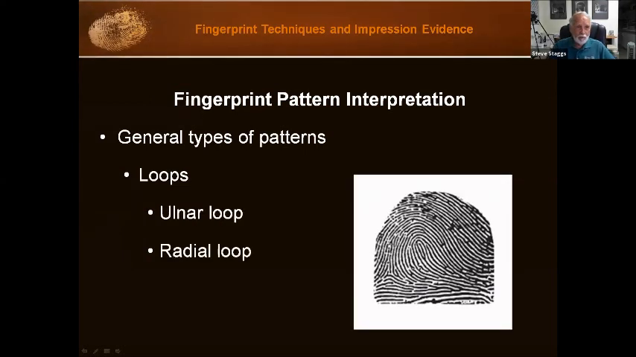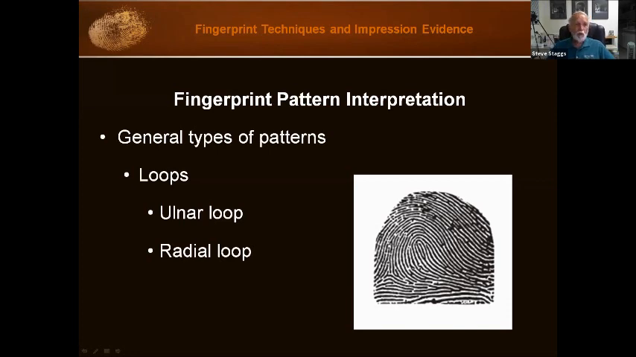We'll start with loops. Now, approximately 65% of the pattern types found on fingers are loops. So that's the majority. We find more loops than anything else. Now, here's the definition of a loop. The technical definition is that a loop is that type of pattern in which one or more ridges enter upon either side, recurve, touch or pass an imaginary line between the delta and core, and pass out or tend to pass out upon the same side the ridges entered.